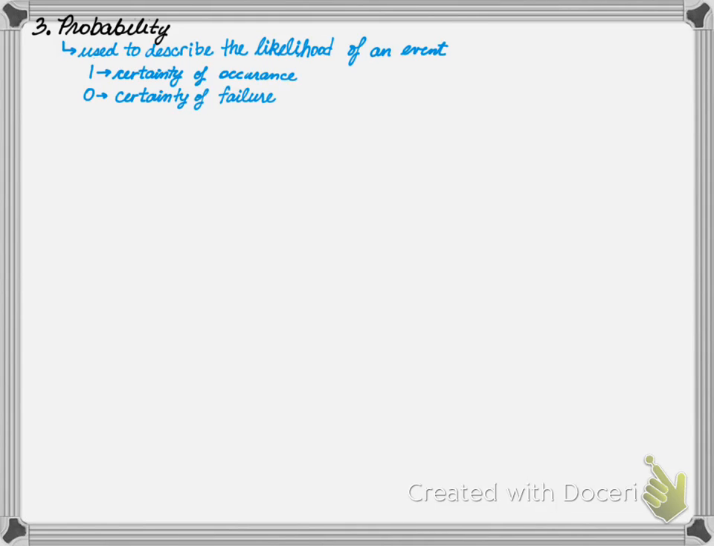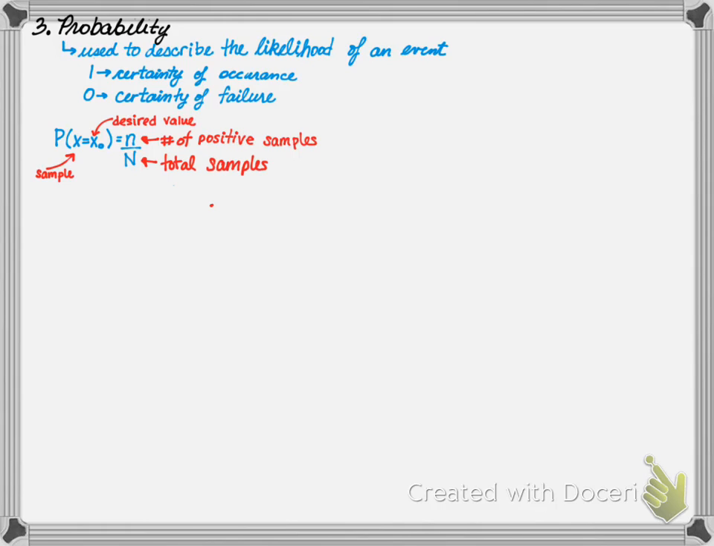If it's perfectly one, meaning every single day I always wore a jacket, then you'll have one. But if I never wear a jacket, then the certainty of failure occurs and the probability will be 0. So the way you write this mathematically is what is the probability that x will equal x naught? It's equal to n divided by the total number of samples.